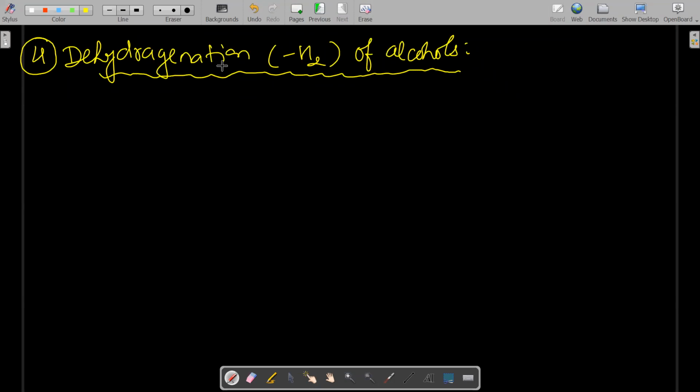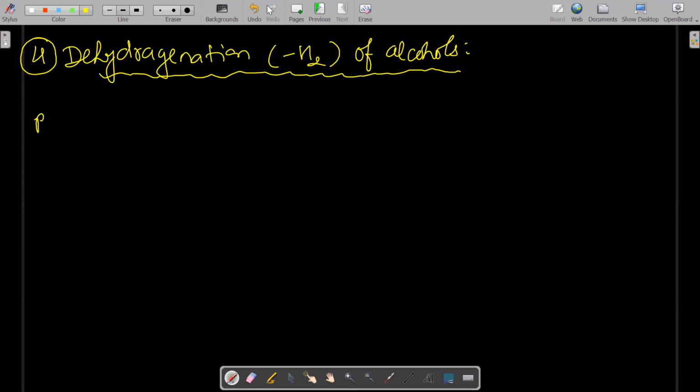Okay. For dehydrogenation, we use a dehydrogenating agent. So what are the dehydrogenating agents? All of you know. Copper, silver, we can use anything. Okay, so I'm directly taking the example.